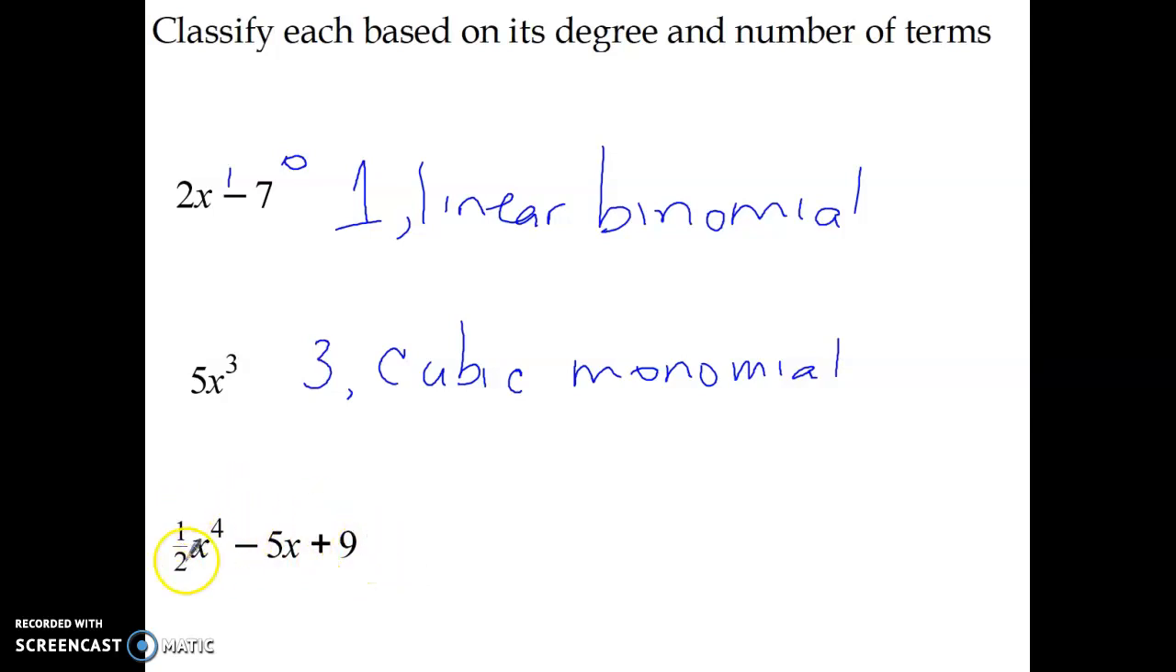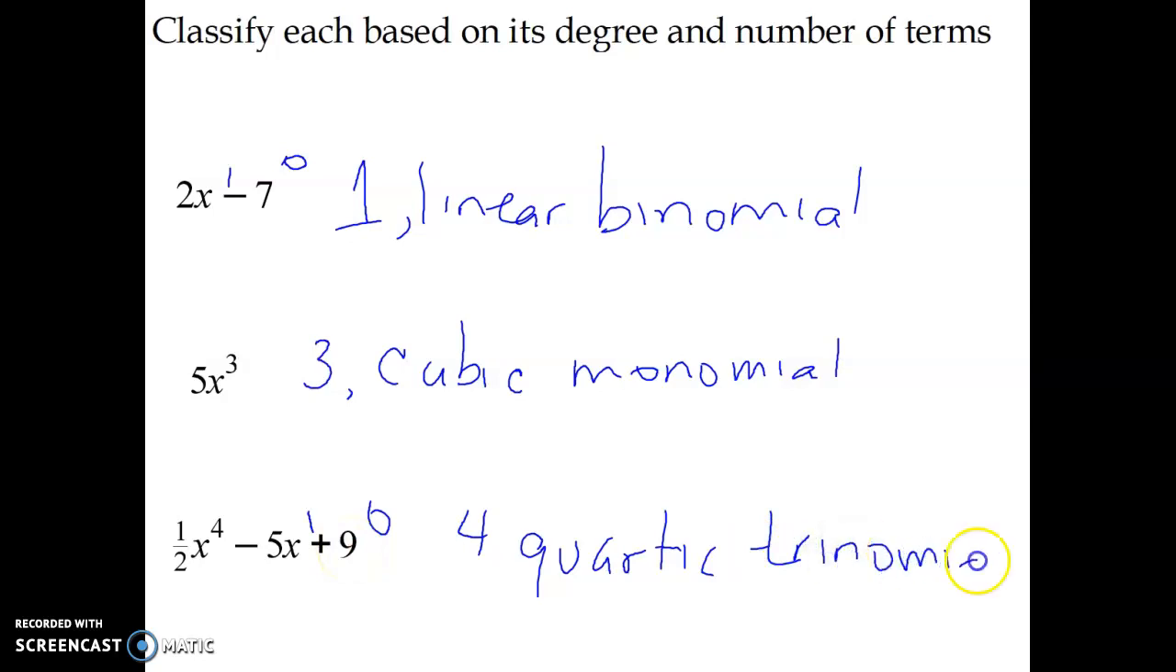All right, let's look at this last one. This one is not a monomial. I have to look at each term separately. The degree on this one, I can see that's a 4. The degree on that one is a 1, x to the first. That's a constant, so the degree there is 0. 4, 1, 0, the biggest of those is 4. 4 quarts in a gallon, 4 quarters in a dollar, so this is a quartic polynomial. And now if I look at how many terms, it's got 1, 2, 3 terms. So therefore, I would say that this one is a trinomial. I have a quartic trinomial.